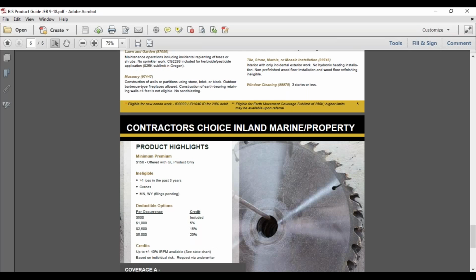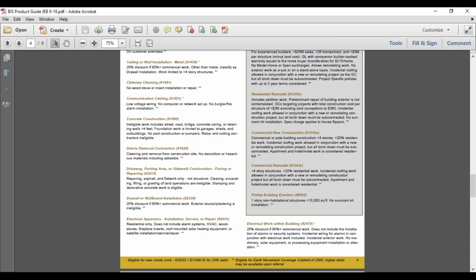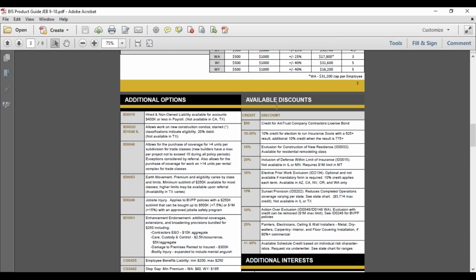I would like to go over some of the forms that I skipped over previously. So first, I would like to talk about the discounts that are available. We are owned by AmTrust. So if it is an AmTrust company where the insured has a bond with, we offer a $50 discount. And so you would want to tell us about that. We do allow a discount if the insured runs credit. If the score is over 625, then a 10% credit is applied. If the score is over 775, an additional 10% is applied. So overall, up to a 20% swing.